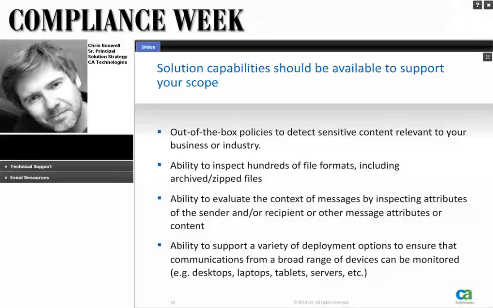You may have very simple requirements. I'm worried about Social Security numbers. I'm worried about credit card numbers. Or you may actually have to monitor internal communications. I need to establish ethical walls between this group and that group and really monitor what these people within my organization are doing to maintain compliance.